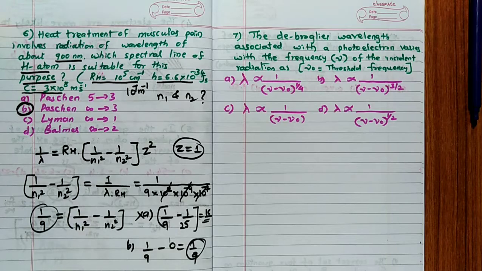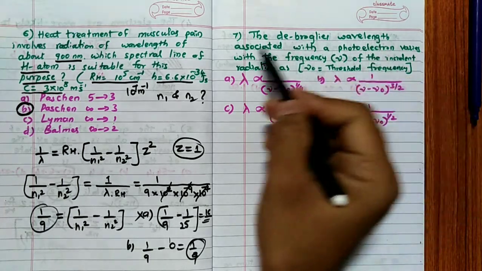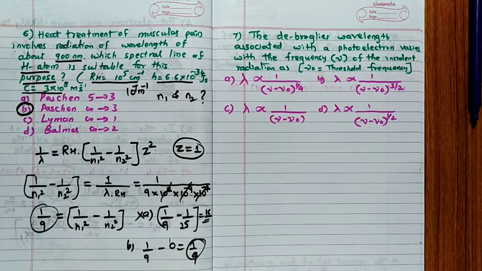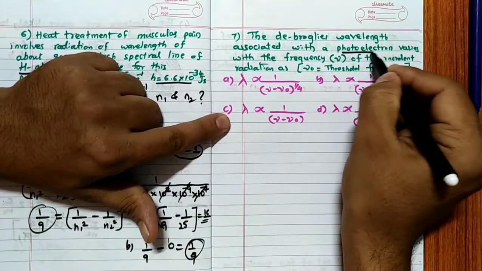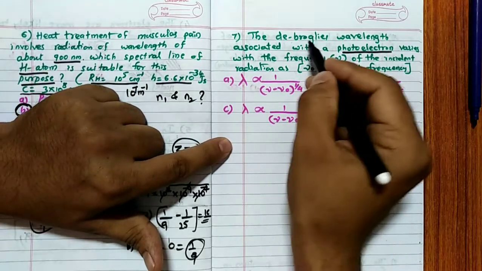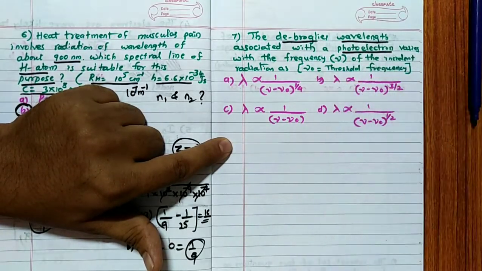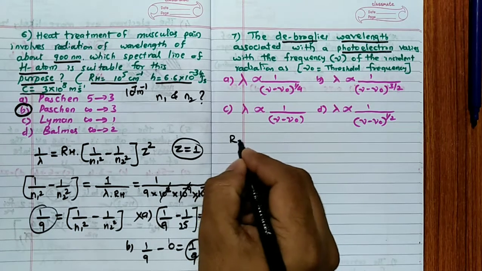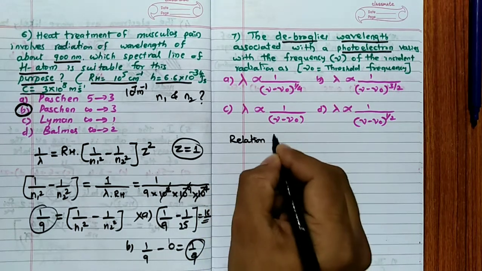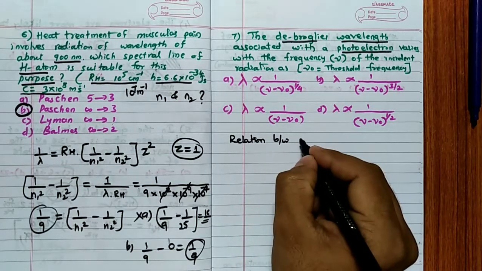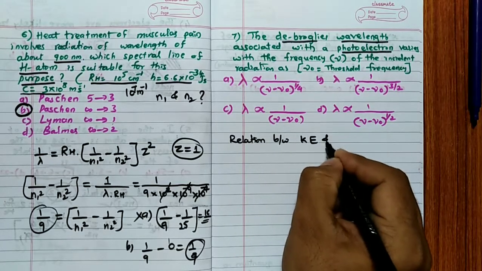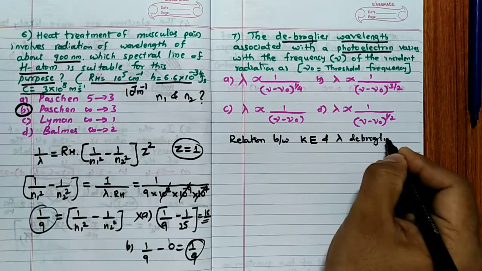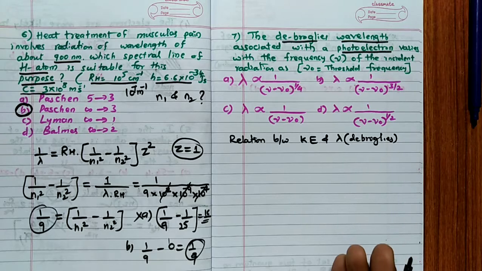Then, another important question. The de Broglie's wavelength associated with the photoelectrons varies with the frequency of the incident radiation as. See, photoelectron is given here and the de Broglie's wavelength relationship is given. So here, remember, we have to derive the relation between the kinetic energy of the photoelectron and de Broglie's wavelength. So this is de Broglie's wavelength. Then only we are going to get the answer.